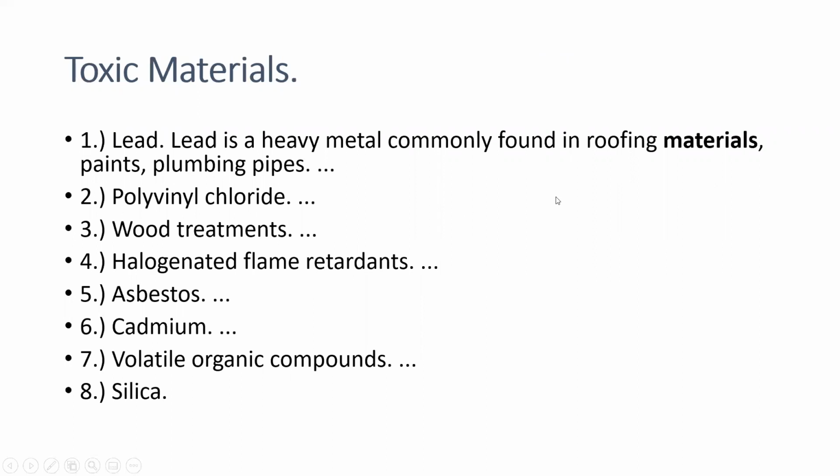So in terms of toxic materials, lead is a heavy metal commonly found in roofing materials. Then we have polyvinyl chloride, what we call PVC, wood treatments, halogenated flame retardants, asbestos, cadmium, volatile organic compounds, VOCs, and silica. These are some toxic materials used in building construction.